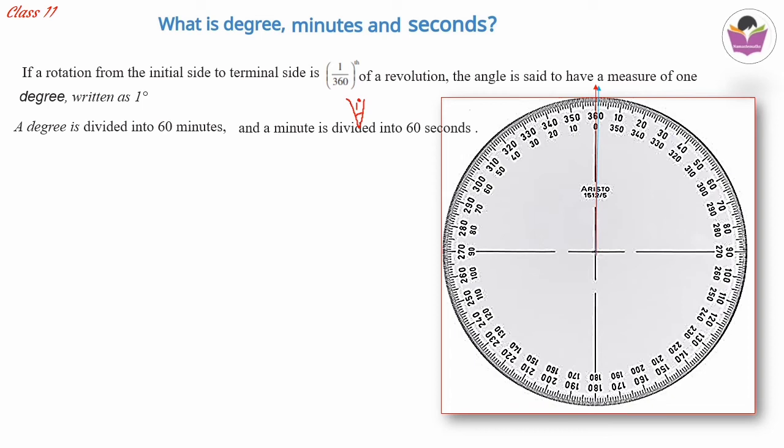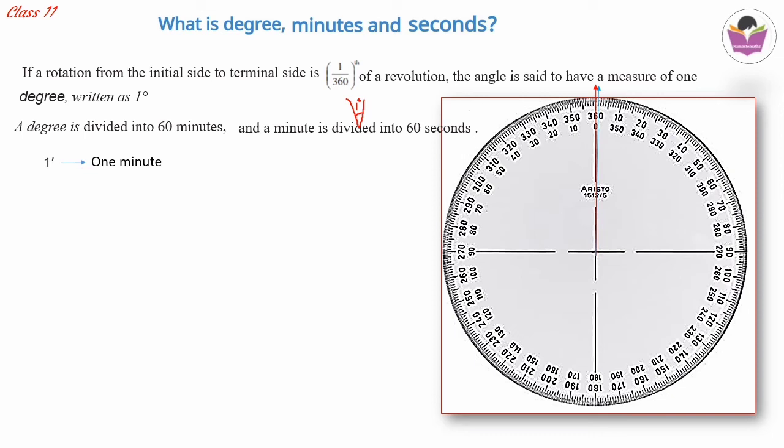And a minute is divided into 60 seconds. We have divided this small space into 60 portions, and out of that, the space between two nearby lines we can consider, and again that portion we can divide into 60 portions, which is called 60 seconds. That is what is mentioned here. This is the way we represent 1 minute: a 1 with a single dash above it.